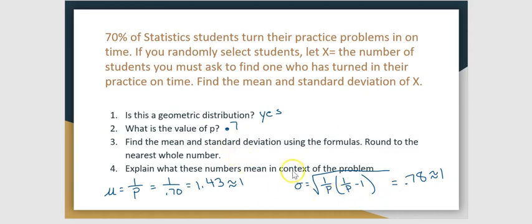What does this mean in the context of the problem? I would ask an average of one person to get a person that said yes.